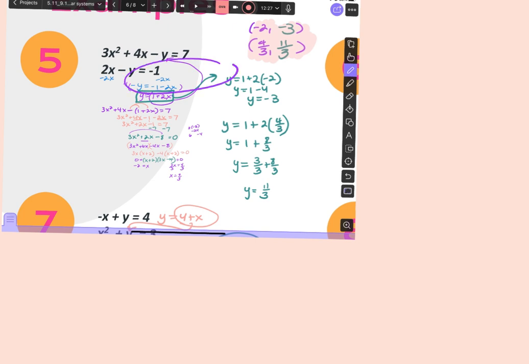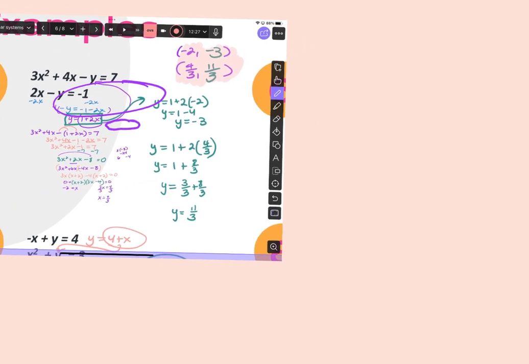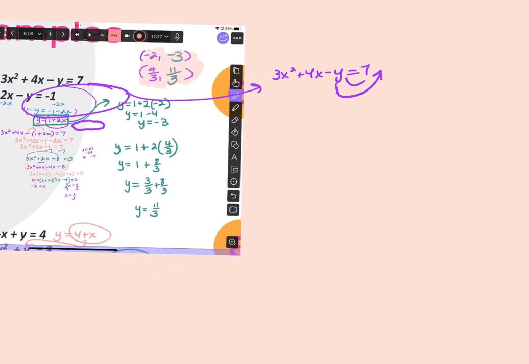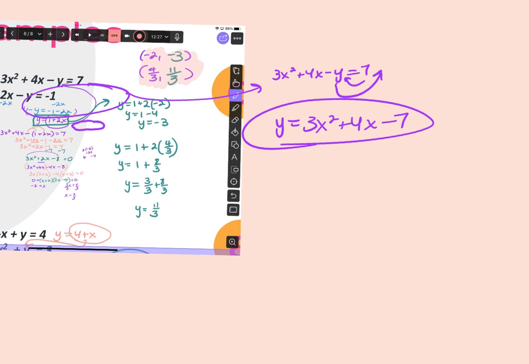If I want to graph these, I have to solve each of them for y. So I already solved the bottom for y. That's one equation. But now I have to solve the top. So I'm going to get 3x squared plus 4x minus y equals 7. I can move the y and then move the 7, and I'd get y equals 3x squared plus 4x minus 7. And now I have to enter in both of those. So on the graphing calculator, I go y equals, and the first one is this one, 1 plus 2x. And the second one is 3x squared plus 4x minus 7, and then I hit graph.